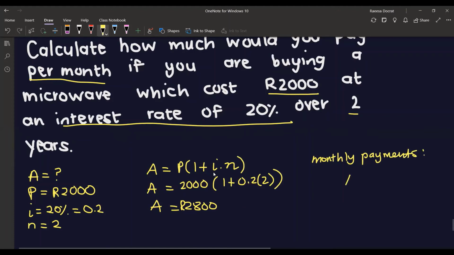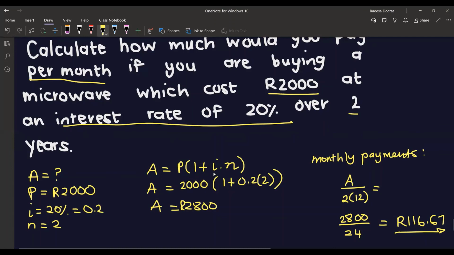we calculate as follows. We take the accumulated amount and we divide by the number of months. So you're going to be paying this over 2 years, and each year has 12 months. So the monthly payment would be equal to 2,800 divided by 24 months, because that's how many payments you will be making. And what we'll get is 116.67 Rand. So if you are buying this microwave on hire purchase over 2 years, each month you will have to pay 116 Rand and 67 cents to purchase that microwave.